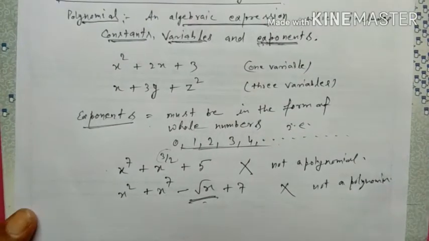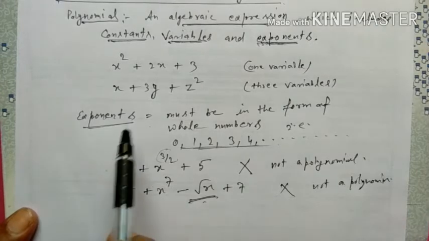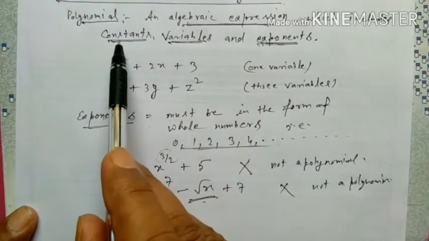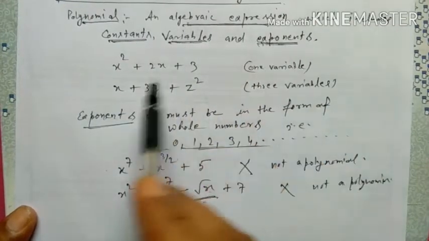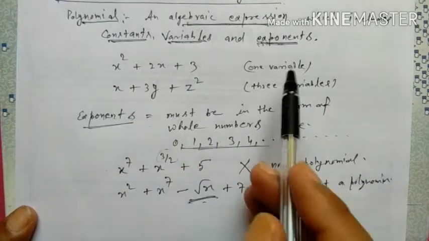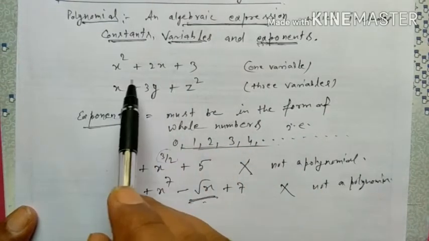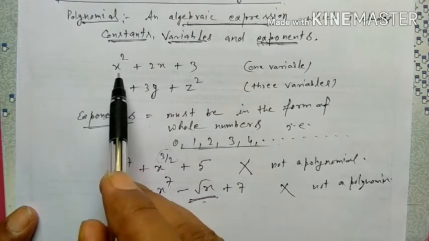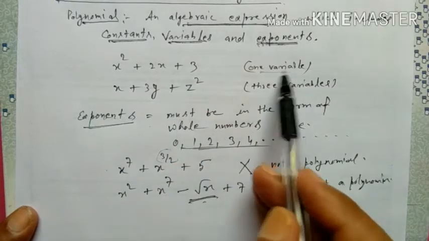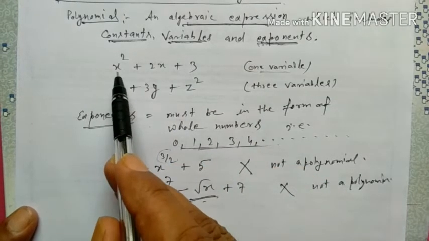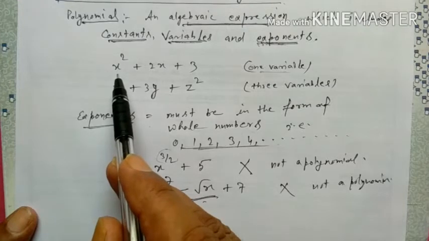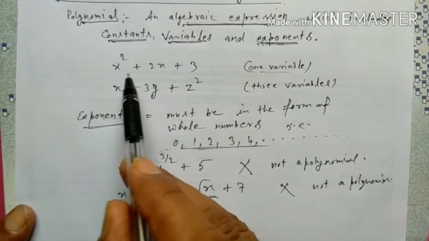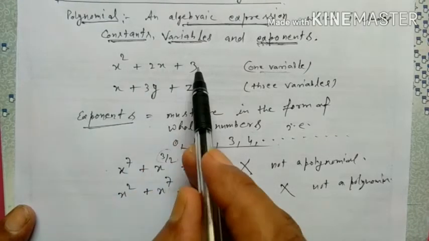So here we see that polynomial is an algebraic expression which includes constants, variables and exponents. It may be in 1 variable, 2 variables, 3 variables or 4 variables and so on. This example is a polynomial in one variable. Here the variable is x, and it consists of three terms, 1, 2, 3.